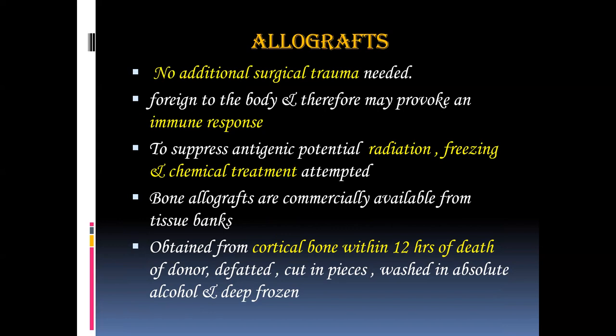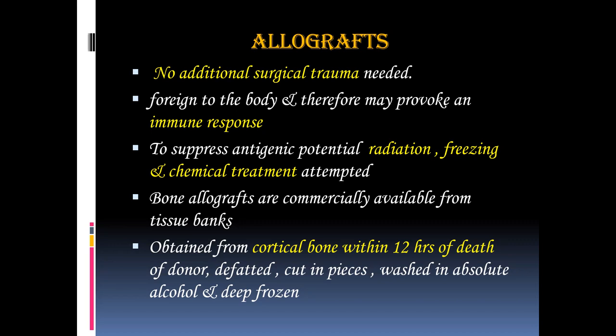The next category is allograft. Allograft is obtained from different individuals of the same species. So no additional surgical trauma is required, but the disadvantage is that it is foreign to the body, so it may provoke an immune response. To suppress the antigenic potential, radiation, freezing, and chemical treatment are attempted. And allograft is usually commercially available in tissue banks.